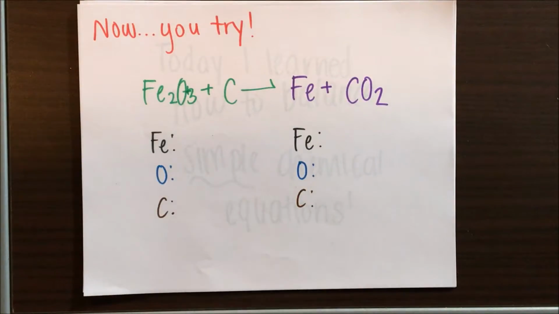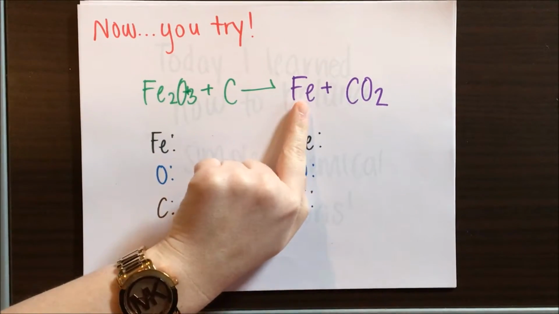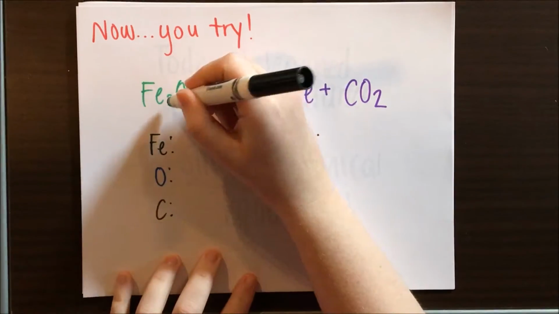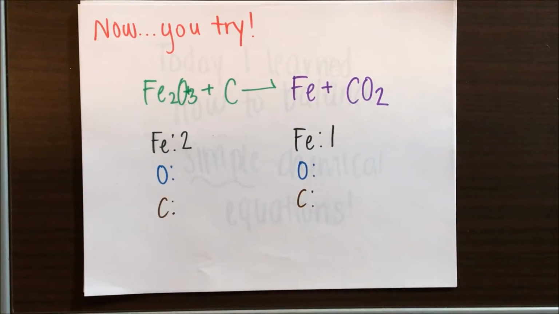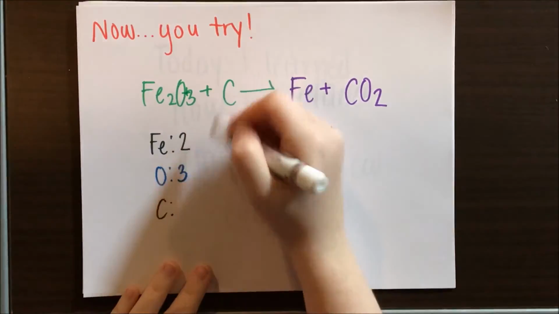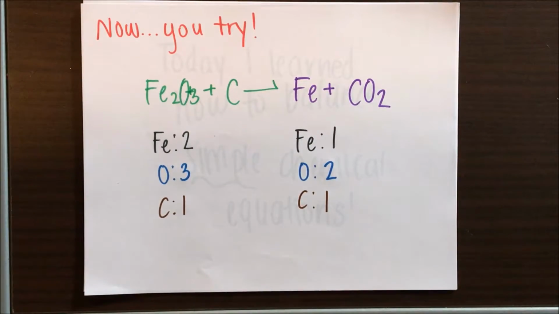Now you try. Here we have iron 2 oxide plus carbon gives us iron plus carbon dioxide. List all the elements, so let's see. You have 2 iron on the left and 1 iron on the right side. We have 3 oxygen on the left and 2 oxygen on the right. We have 1 carbon on the left and 1 carbon on the right.